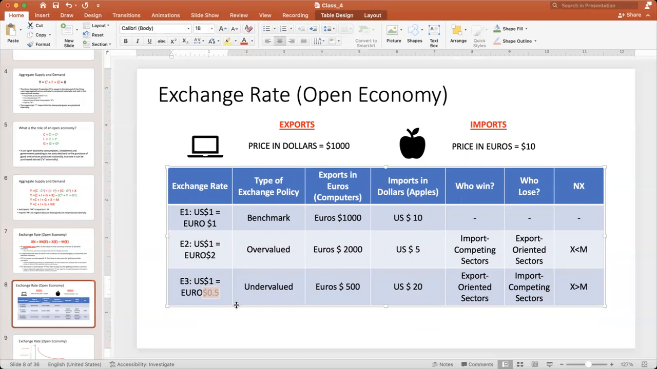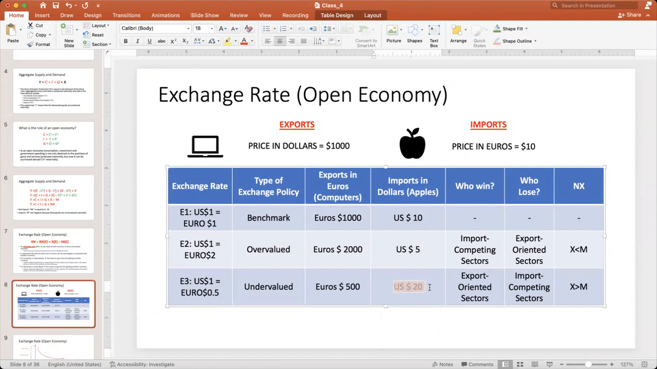So let's translate the prices of the exports and imports. In this moment, the same computer, for us the price is the same, $1,000. Well, for one European, it's only 500 euros. And if you want to buy the same apples, well, in this moment, we have to pay double in comparison to the benchmark, and 4 times in comparison to the overvalued scenario. So we have to pay $20.